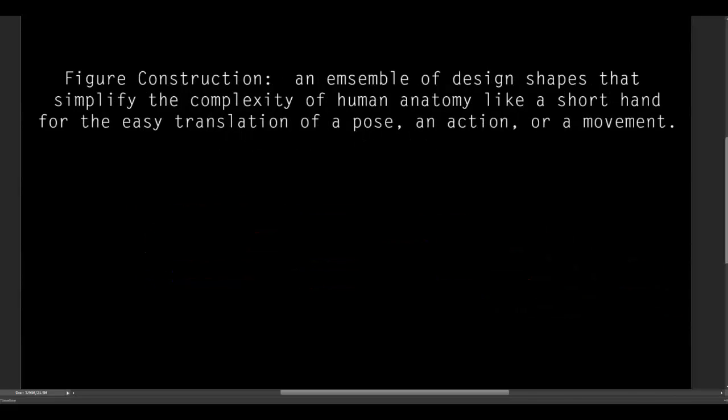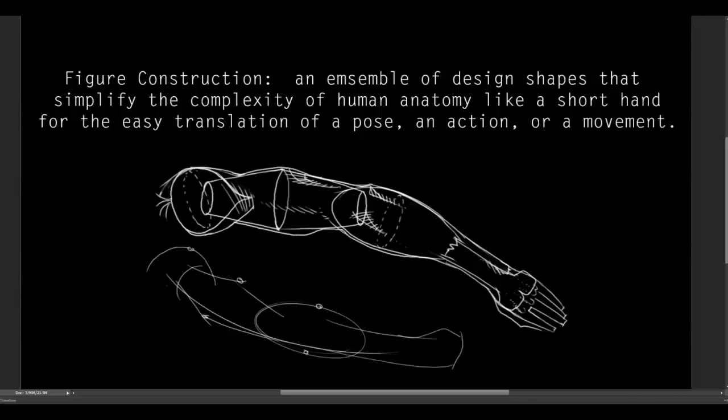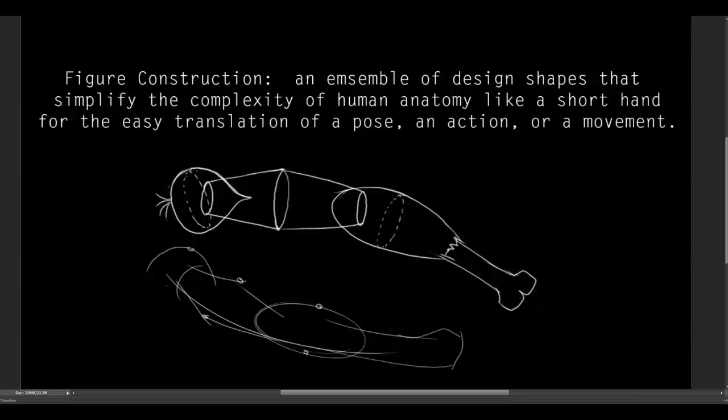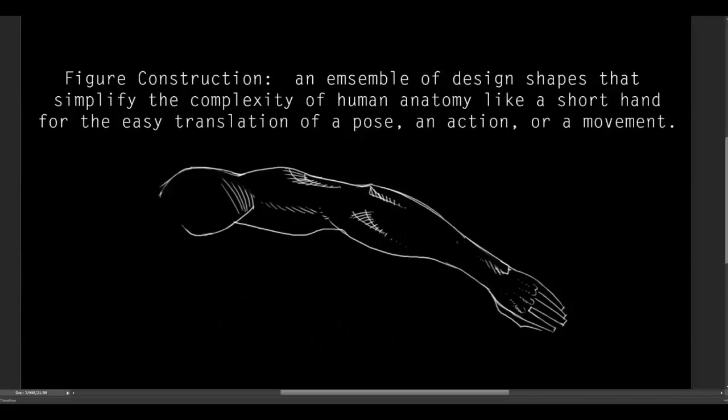Figure construction is an ensemble of design shapes that simplify the complexity of human anatomy, like a shorthand for the easy translation of a pose, an action, or a movement. What that means is that we take a whole bunch of stuff and we can turn it into something more tangible, or more along the lines of what we need. In terms of what I mean by tangible, these are tangible too. We have a radish, 2 drinking cups, and a drumstick. But those shapes together are the spaces of muscles that we think about in the way that the shape design of the muscle or the grouping of muscles create another ideal symbol, or a symbol in general. And those symbols are basically the understructure for all this other complex stuff that sits on top that we know now as shadow patterns and halftones.